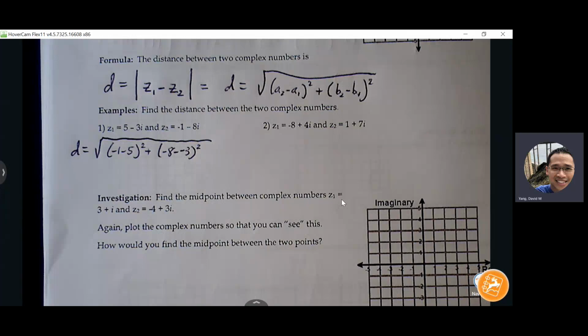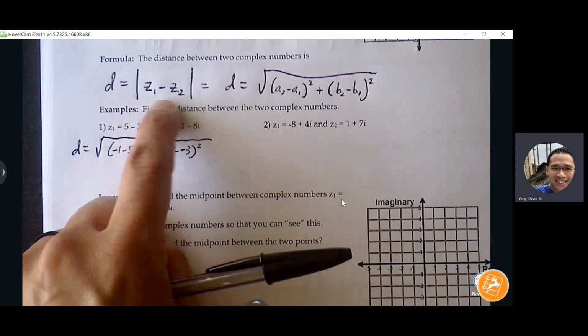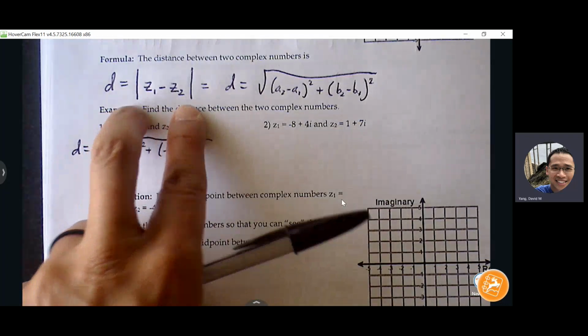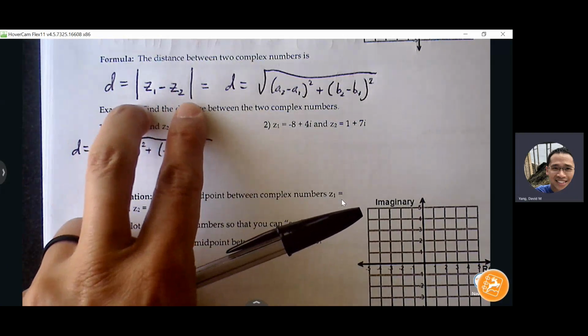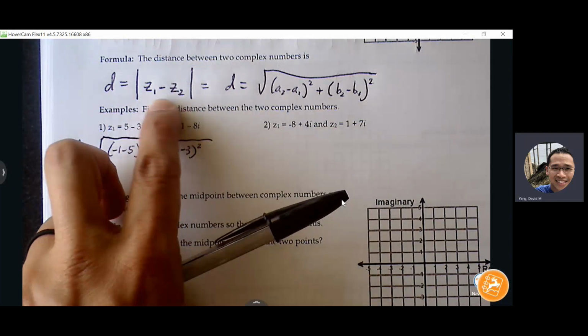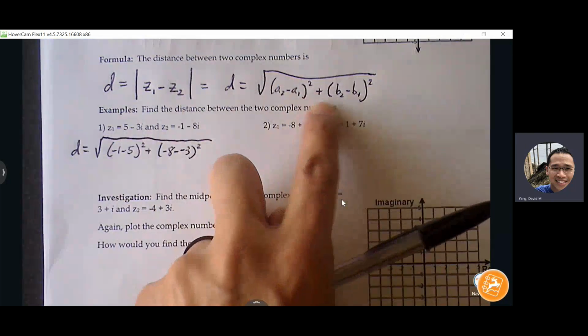Negative 1 minus 5, does that mean it'd be z2 minus z1? Oh, sorry, this is to indicate this is the notation for the distance between two imaginary numbers, two complex numbers, but you're going to follow this formula here.